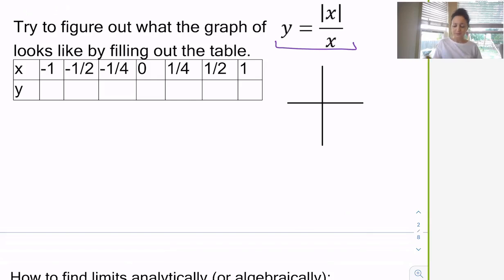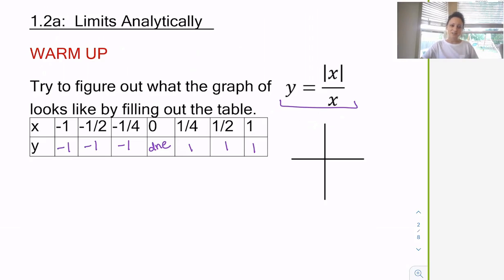So if y equals the absolute value of x over x, well, if I plug in -1 into that equation, I get +1 over -1, so that's going to give me an output of -1, okay? So I'm going to force a pause on your screen, go ahead and fill out the table, click continue when you're ready to see the answer. All right, answer is on the screen.